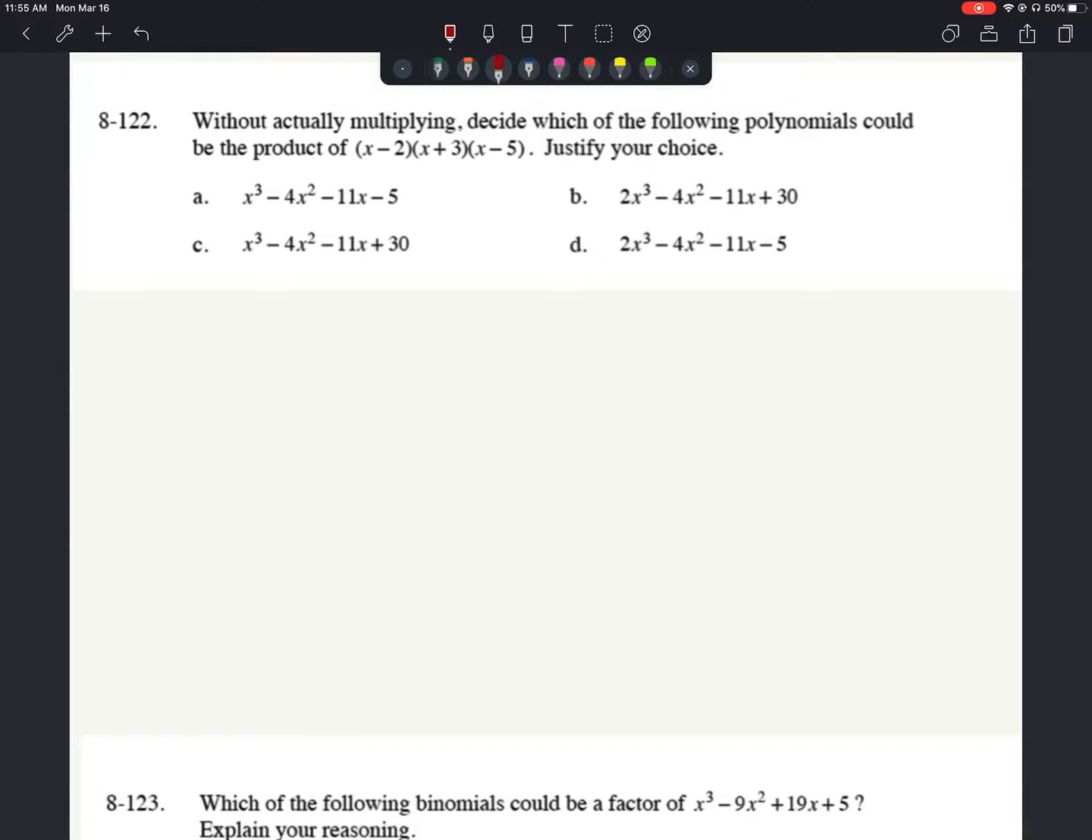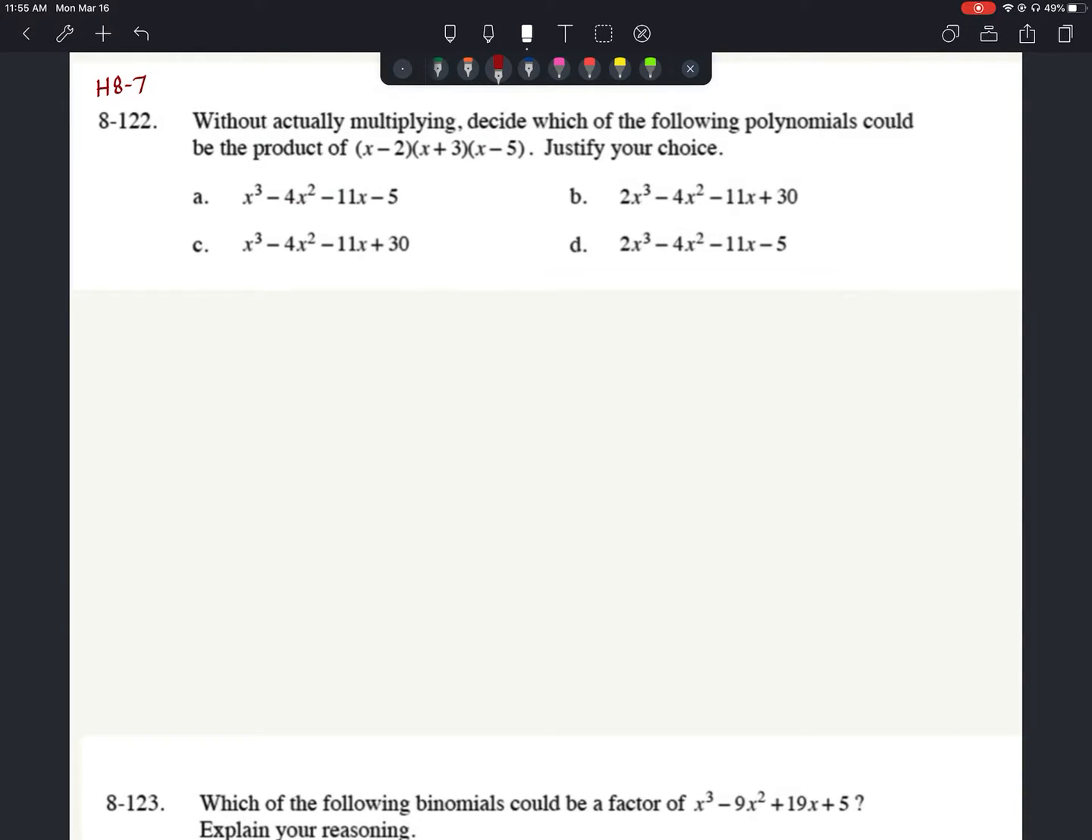This is homework problem 8-122 from lesson H8-7 on polynomial division. It states, without actually multiplying, decide which of the following polynomials could be the product of x minus 2 times the quantity of x plus 3 times the quantity of x minus 5.